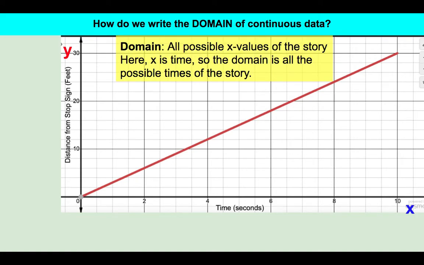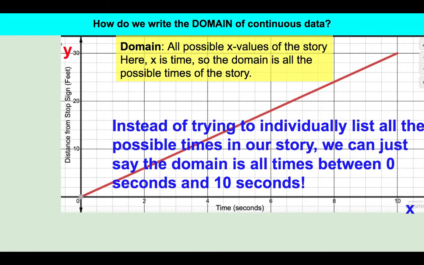So the domain again is all possible x values of the story. Here x is time, so the domain is all the possible times of my story. So we can see here that my story started at 0 seconds and it ended at 10 seconds, right? My red line stops at the x value 10, so 10 represents the number of seconds. So instead of trying to individually list all the possible times, we can just say the domain is all times between 0 seconds and 10 seconds.